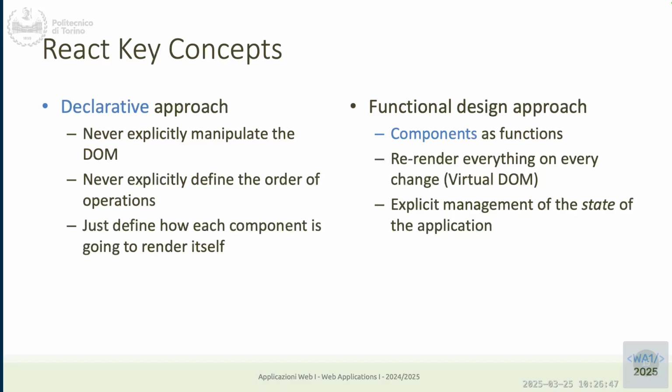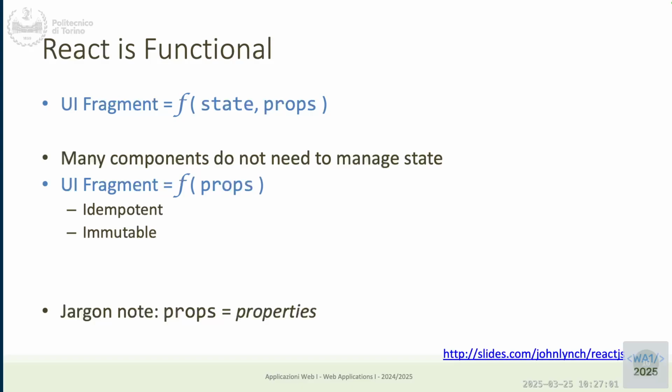Everything else, well, not everything, most of the rest of all the coordination on in which order do I call the components, in which order do I render them, when do I have to refresh them, and so on, it's all the framework's duty. So basically, in our mind, React is a functional library that requires us to define components that are functions that create a fragment of the user interface, starting from some arguments that are called props or properties. They are the arguments of the function, and maybe some internal state.